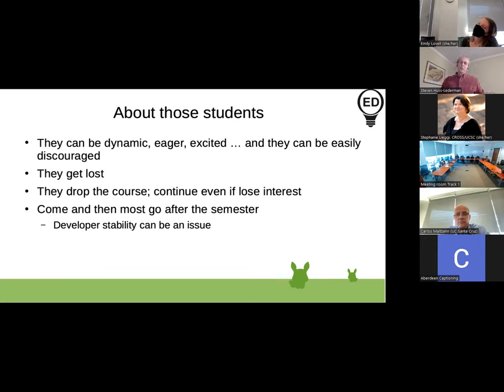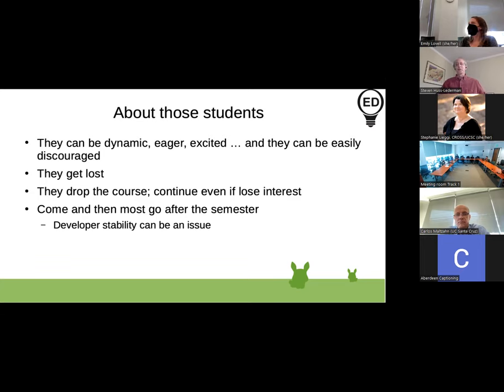Now I'd like to take what you now understand about OED and talk about those experiences. And so first I want to talk about students. So yesterday we heard they're dynamic, they're eager, they're excited, there are a million wonderful things, but they also get discouraged much easier than a typical developer. They get bummed pretty quickly. They also get lost in ways that professional developers don't because of their lack of experience and knowledge. And sometimes they just drop the course in the middle of the semester and they vaporize from the project. Or also not so great, they continue to work because they've got to finish that class even though they don't want to work on your project anymore.